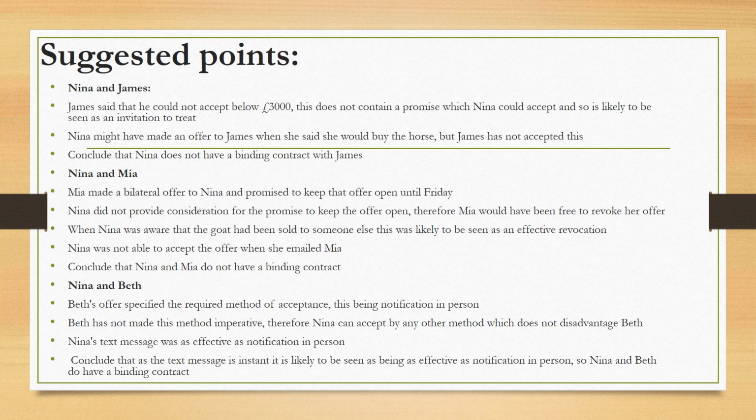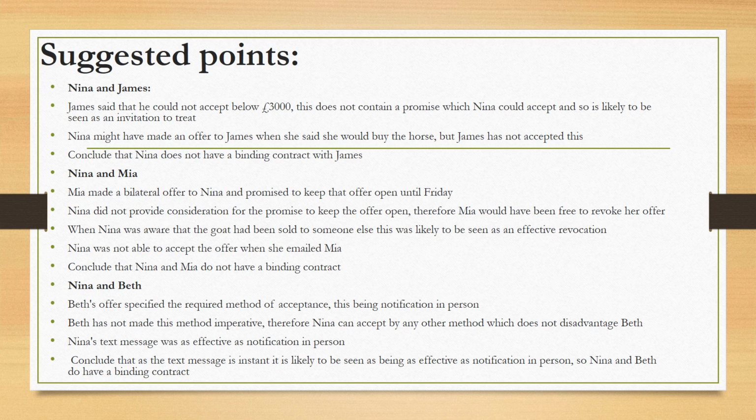and as your guide. With Nina and Mia, identifying that a bilateral offer's been made and a promise to keep the offer open. However, there's no consideration to that promise, so Mia can revoke that offer at any point. We have a selling of the goat to somebody else, and that communication has been done via a third party, which we know from Dickinson and Dodds can be done. So there's no acceptance because the offer has already been withdrawn or revoked. So there is not a binding contract there.